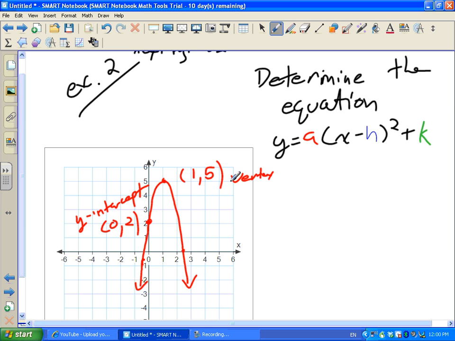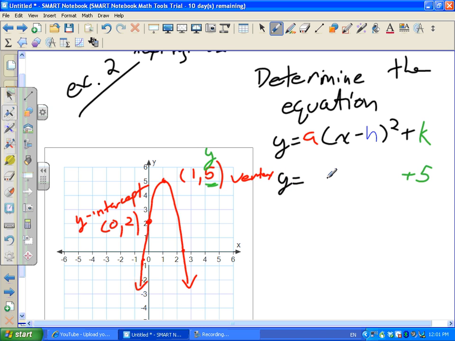So, first off, I look at my vertex. My vertex can give me the values of h and k just by looking at their numbers. First of all, k is going to be in reference to our y-coordinate of the vertex. And since y is positive 5, what is k going to be? Positive 5. So we already know we can replace k with positive 5 because that's the y value of our vertex. And just draw in the other parts here. Y equals squared.